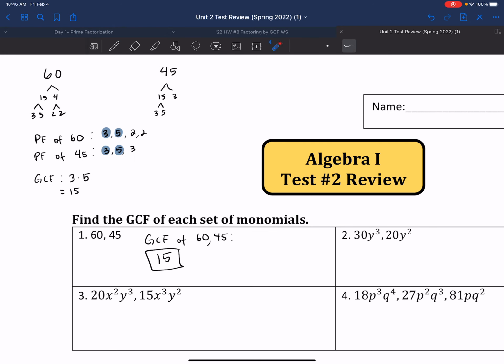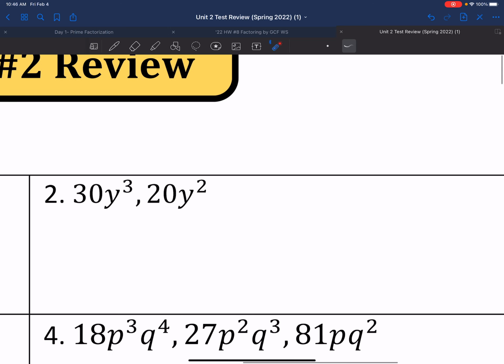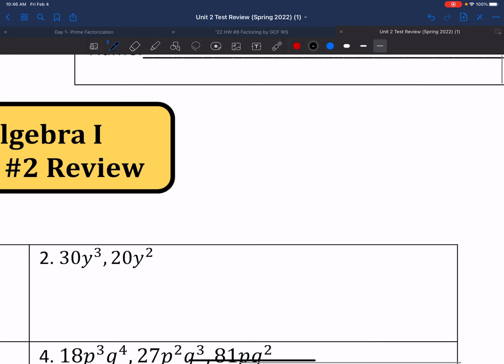Again, if you can just see it, that's totally fine. But if you're having troubles, go ahead and use the factor trees. Okay, number 2: 30y cubed and 20y squared. So this time we're dealing with variables. I'm going to write 30y cubed and then 20y squared.